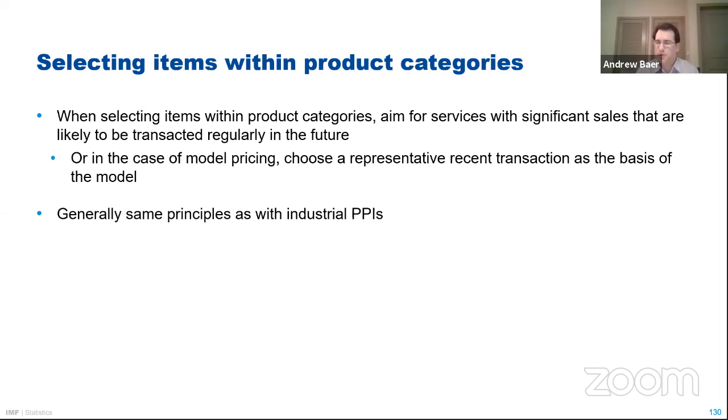When you're selecting items within the product categories, aim for services with significant sales that are likely to be transacted regularly in the future. That might be, in the case of airlines, maybe our categories would be international flights and domestic flights. Those would be our 2 product categories. And then within the category, we'll just try to choose very common routes. We can ask for the biggest routes in each category. And that's how we'll select our items within the product categories.